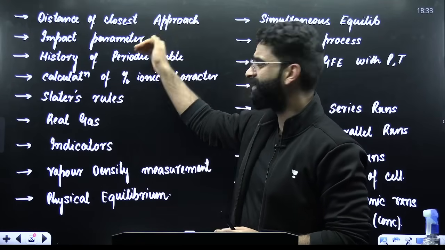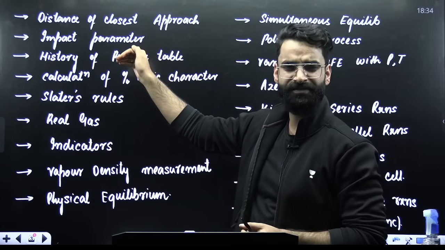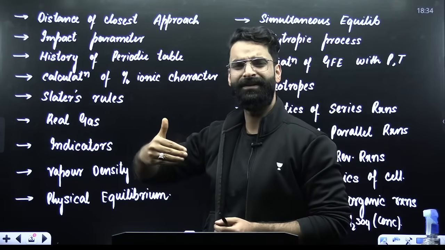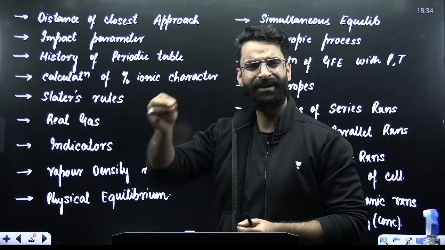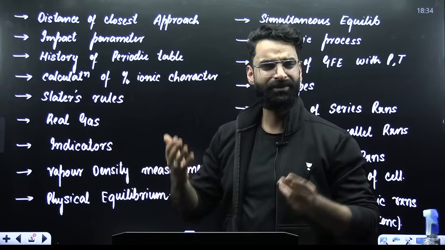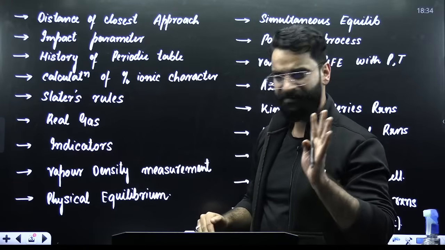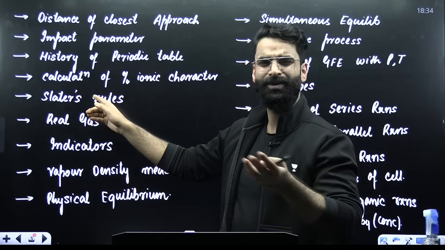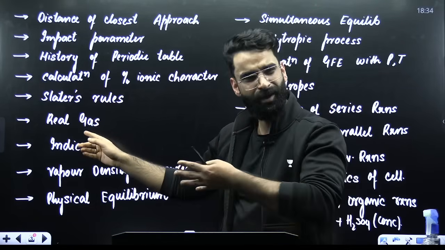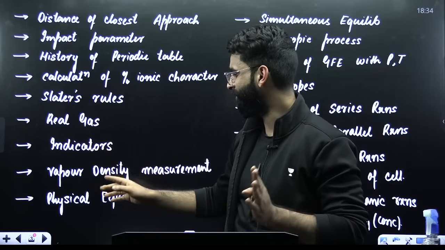Impact parameter, history of periodic table. When you start the periodic classification chapter, there's a history of periodic table given, right? You can just read it thoroughly once, like your biology, right? No need to go into the depth of that topic as well. Calculation of percentage ionic character, right? Similarly, Slater's rules. This you can avoid completely. Real gas, not in our syllabus. Just study ideal gas only.